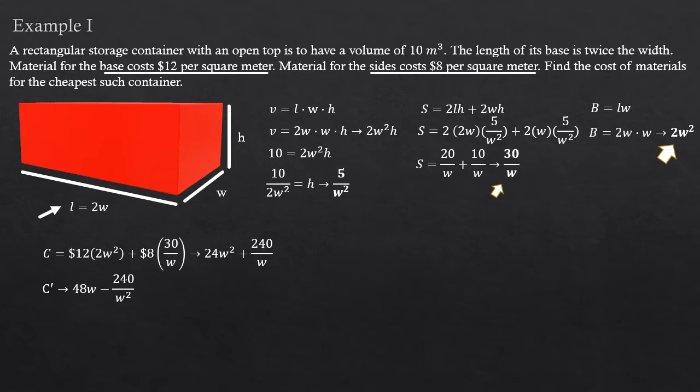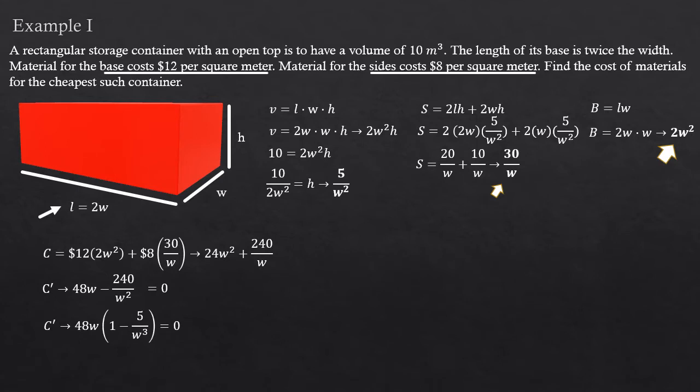So now we need to actually optimize. So optimization means three things. Take the derivative first of all, then set equal to 0, and then figure out the critical value. So we take it step by step. First of all, taking the derivative yields 48W minus 240 over W squared. So that's power rule and then quotient rule.